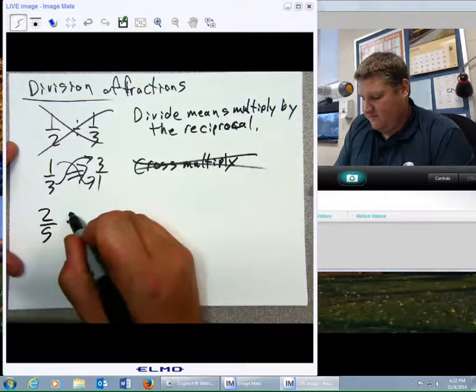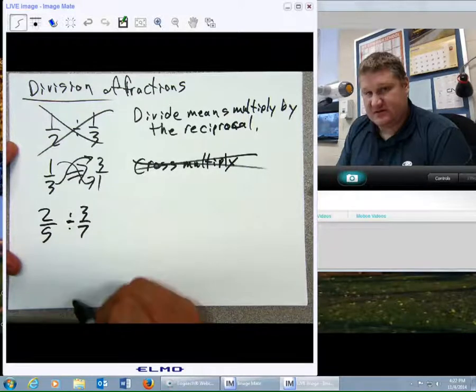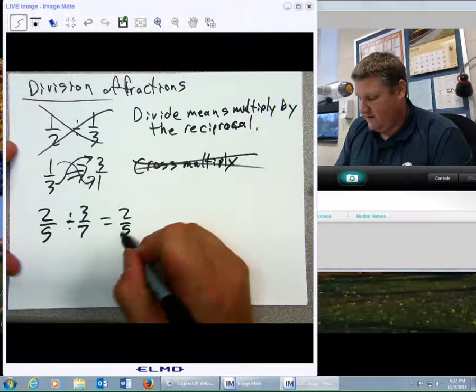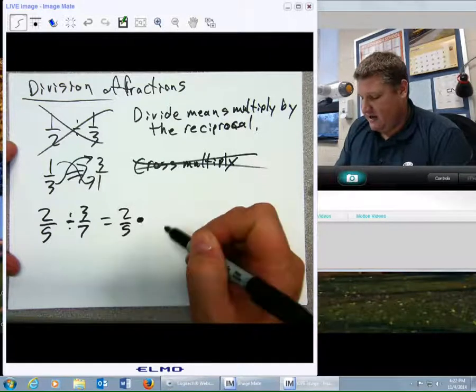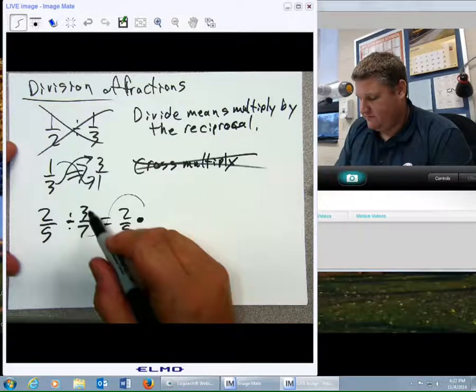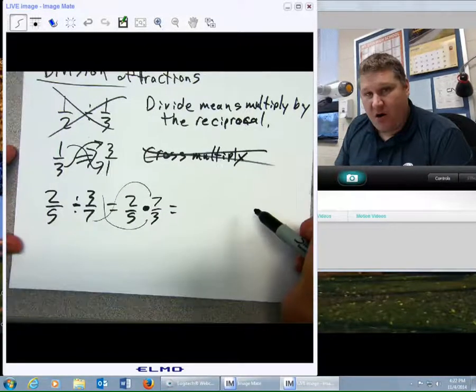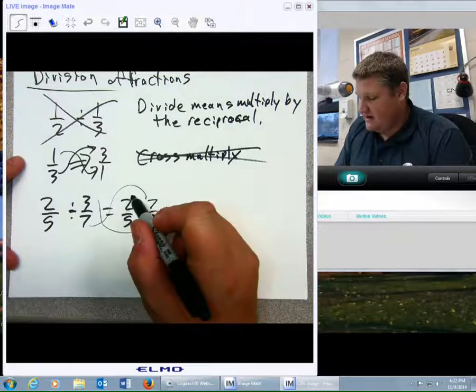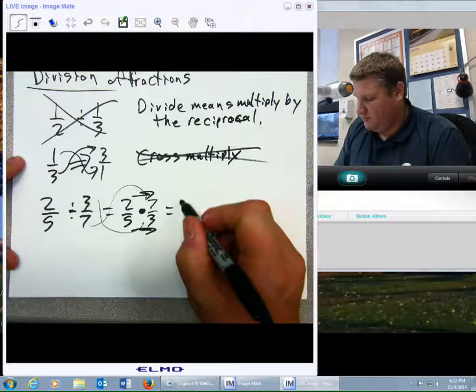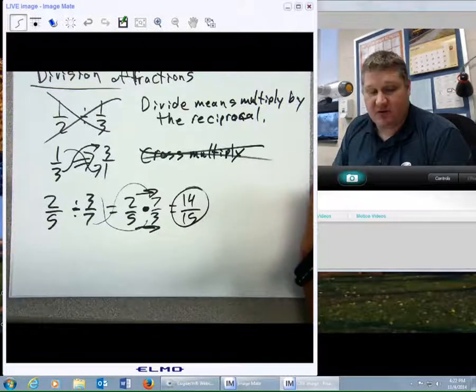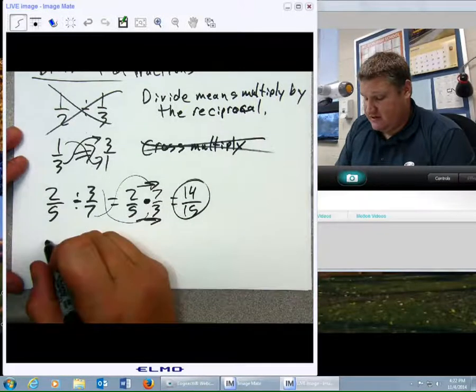2/5 divided by 3/7. Can't do that. I have to turn that into 2/5 times 7/3. Now that I have flipped them over, I'm ready to multiply. 14/15. That's your answer. So let's practice another one.